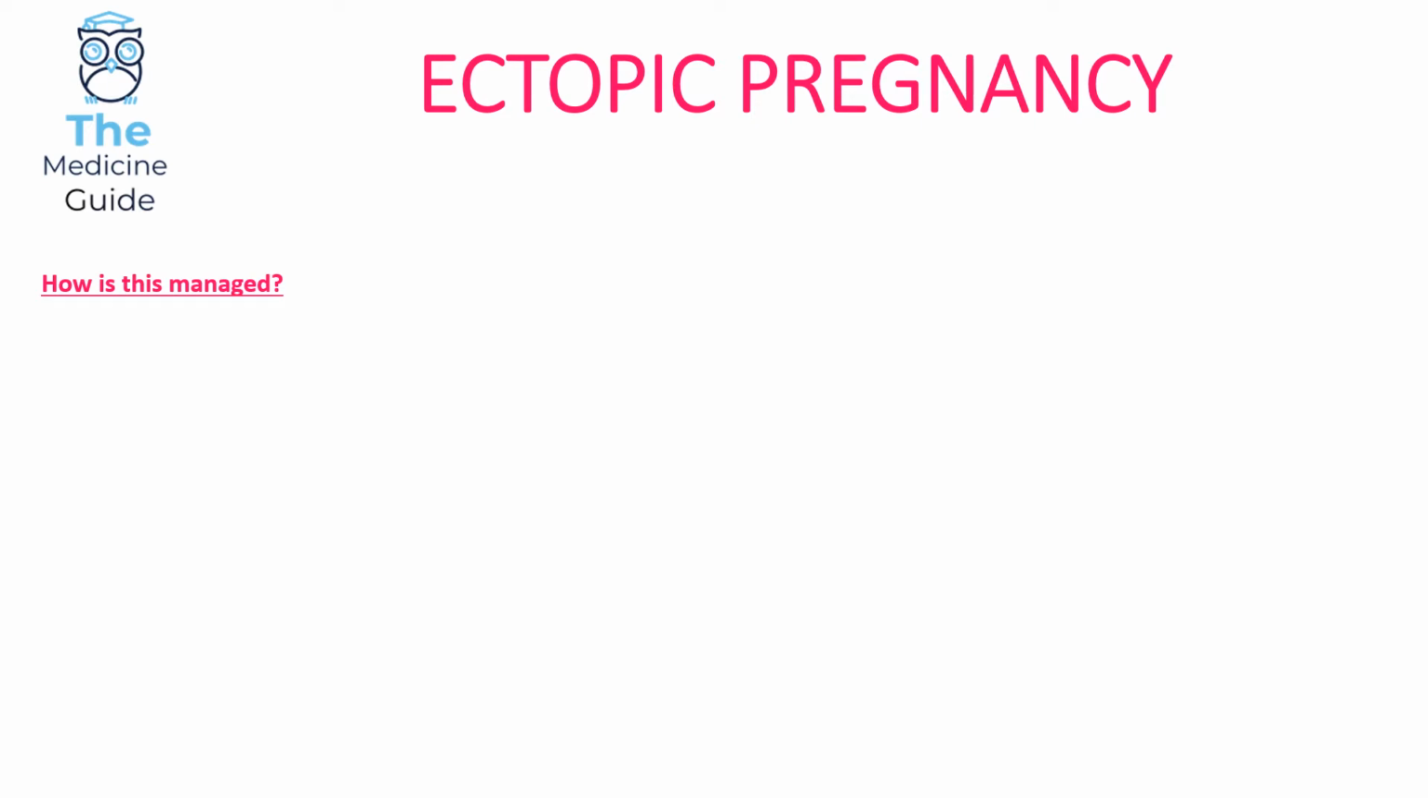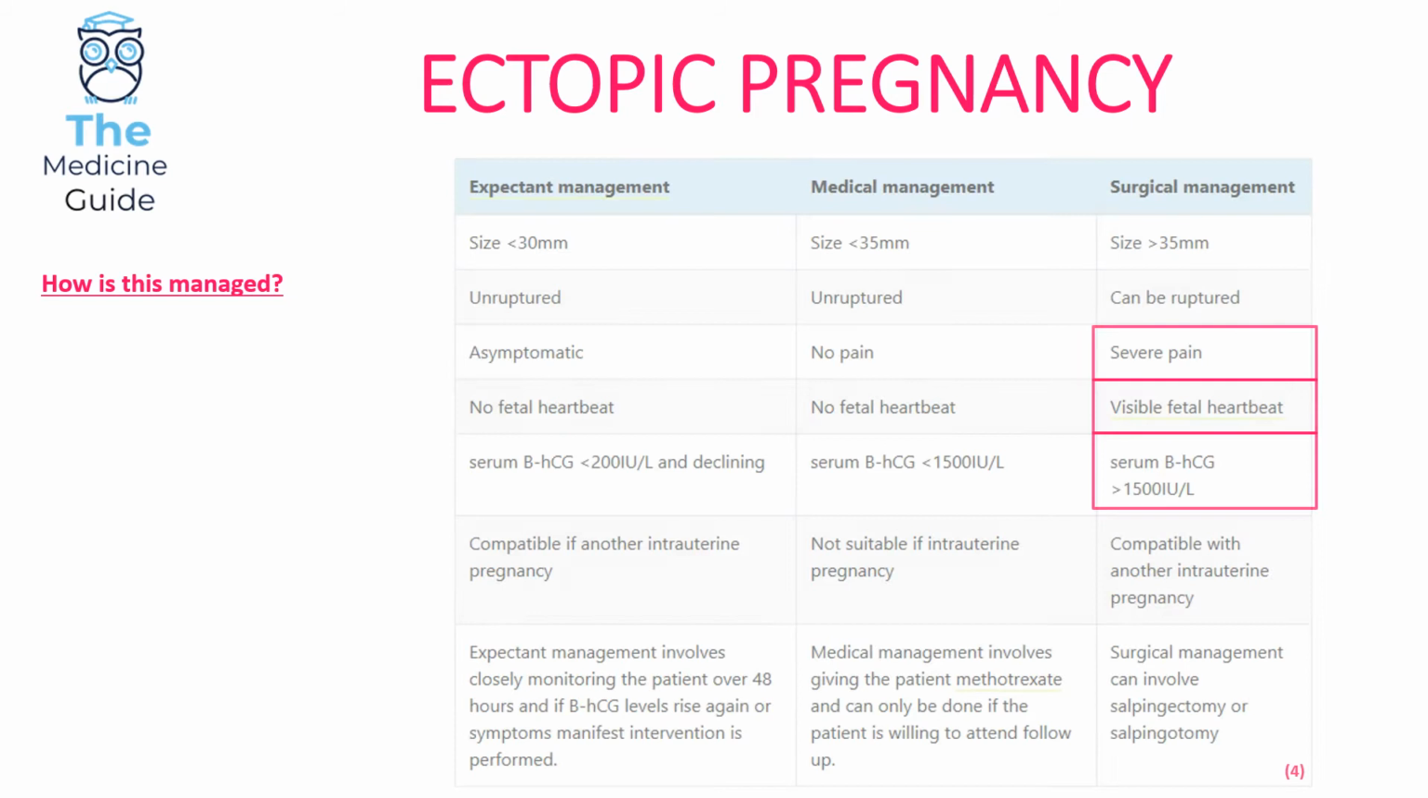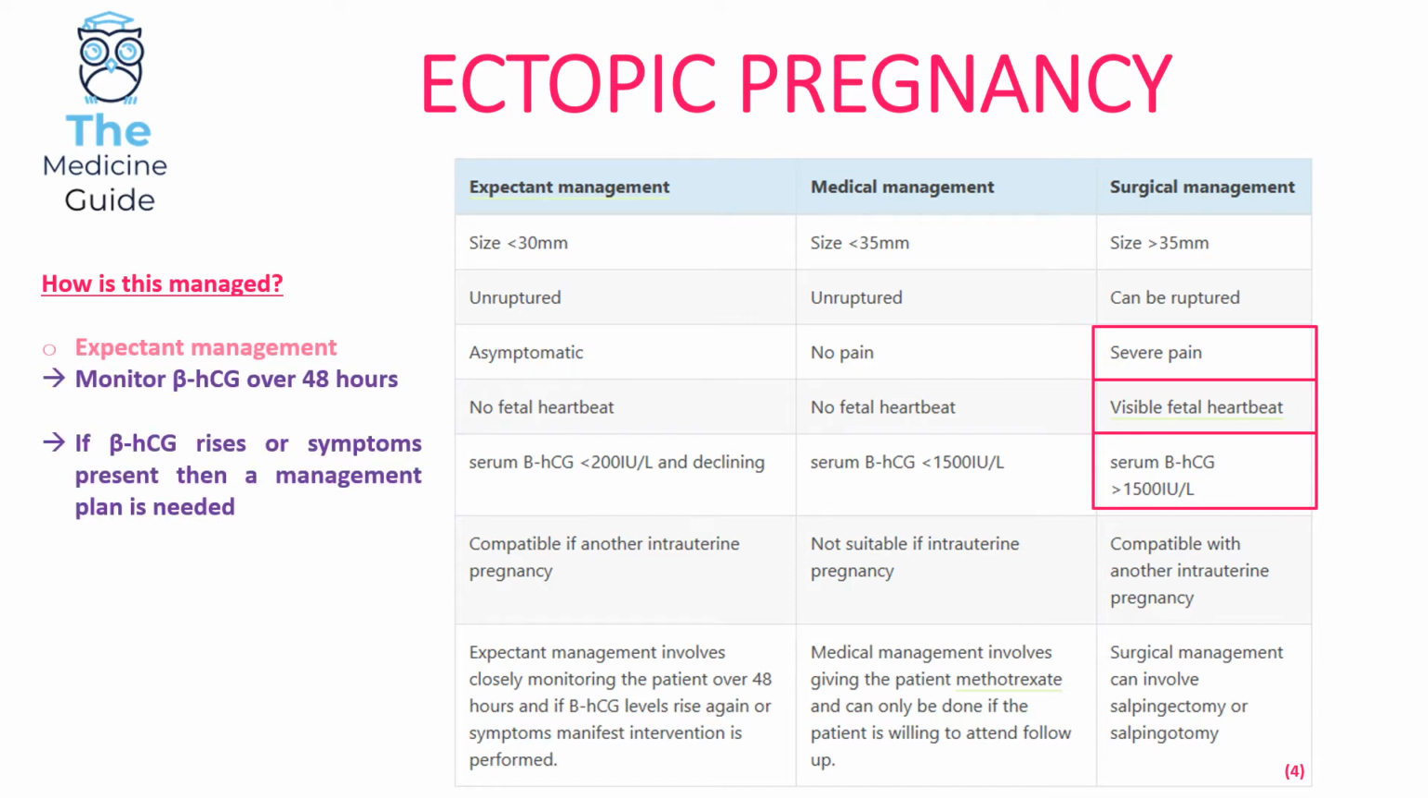So now let's focus upon the management of an ectopic pregnancy. There are three possible routes that we can use to manage an ectopic pregnancy. We have expectant management, medical management, and surgical management. So let's look at this in slightly more detail.